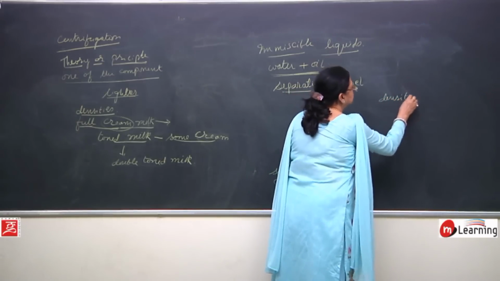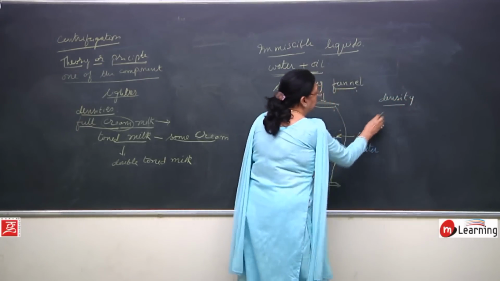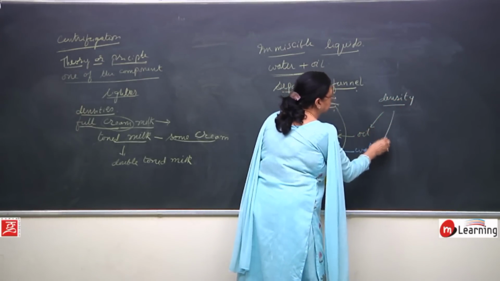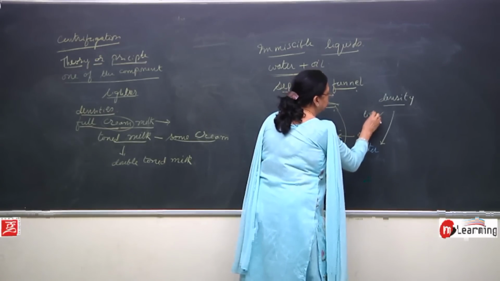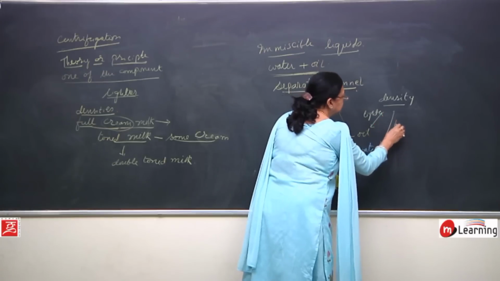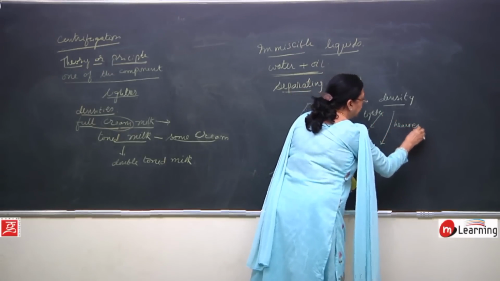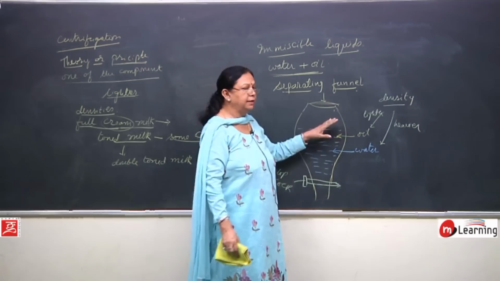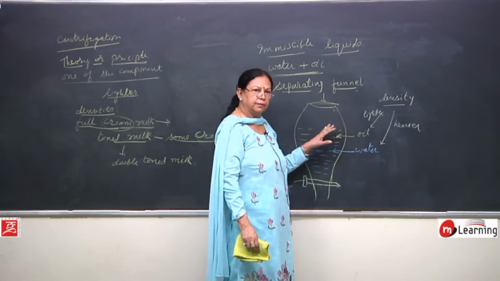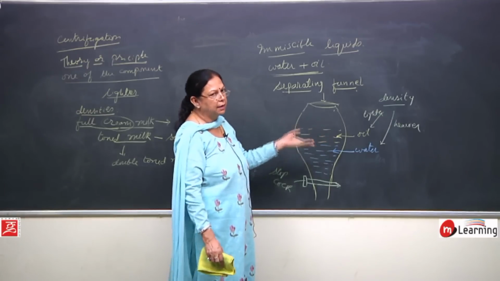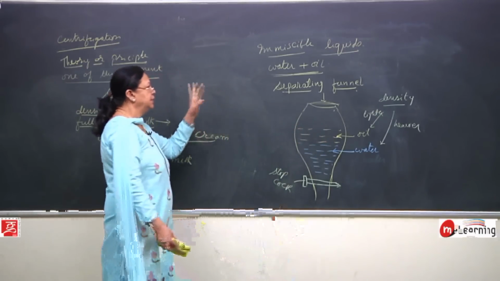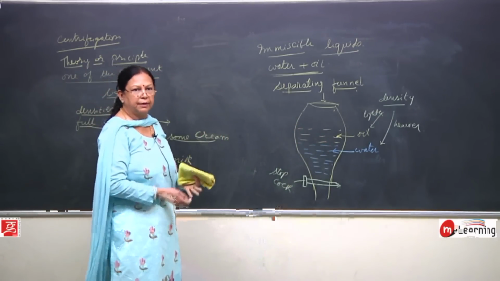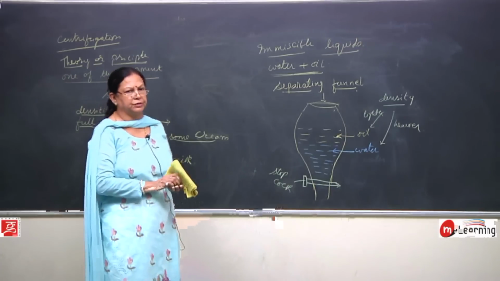Density means one is lighter and one is heavier. This is lighter and this is heavier. That which is heavier will settle at the bottom. That which is lighter will stay on the upper side. It will stay as an upper layer. So, this is the next method of separating mixtures.